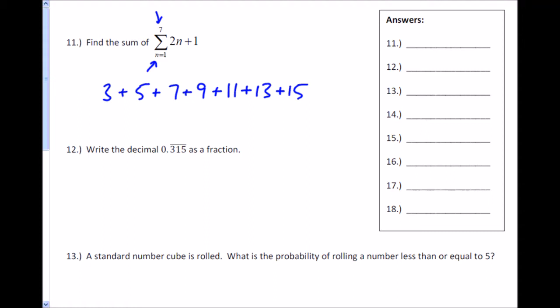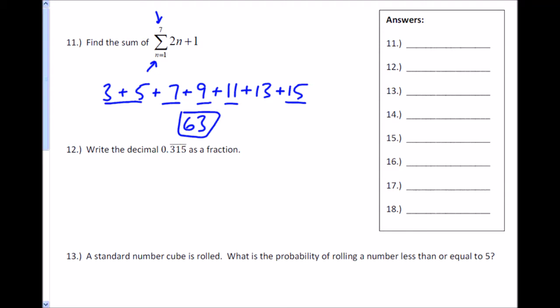It's telling me to go to 7, so now I've plugged in all of my terms, and now I just have to add these together. Okay, so here that gives me an 8 plus 7 is 15, 30, 39, 50, 63. Okay.